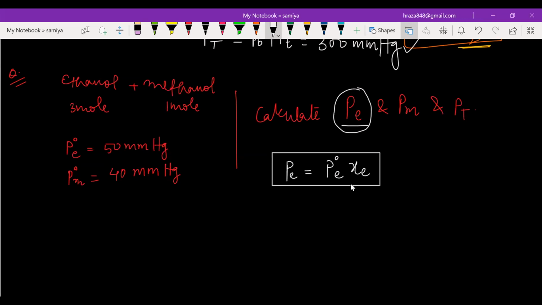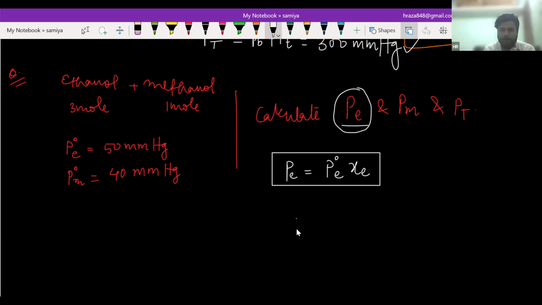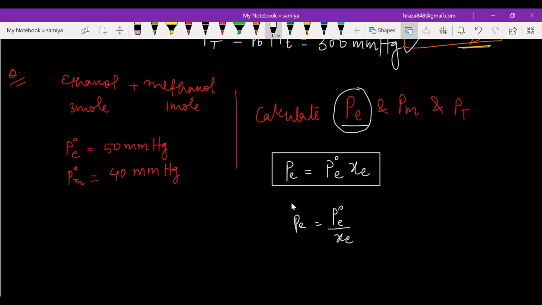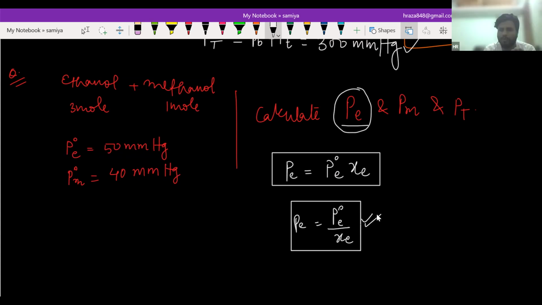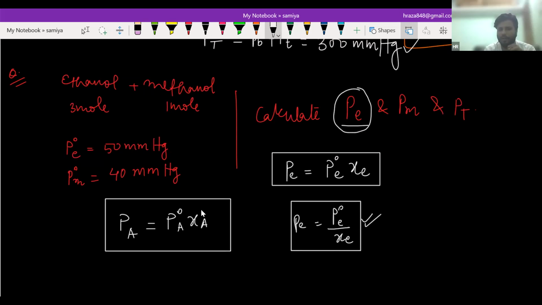Reem? No, sir. Then which formula have you applied? I divided it. Why did you divide? Like you have done PE is equal to P naught E upon Z, I? Yeah, sir. So I haven't taught you like this. See the difference. The partial pressure of A will be equal to the pure pressure of A into the mole fraction of A. This is the formula. This is the formula I have written there.